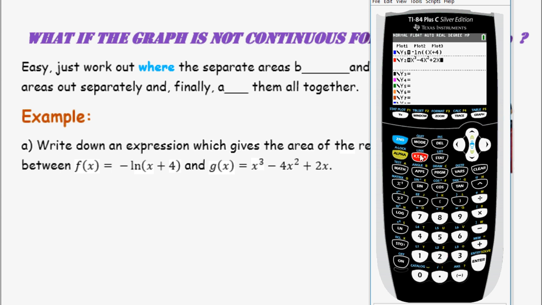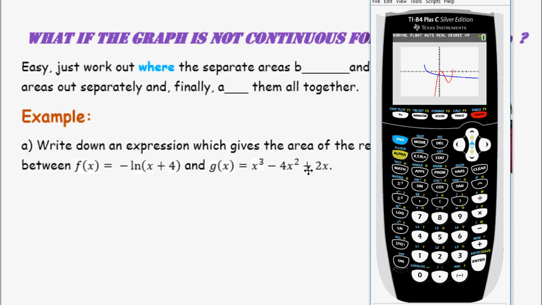So we'll graph those two, negative ln x plus 4. So use the negative button here, not the minus button. And then x cubed minus 4x squared plus 2x. Why did I get a thing with it? Did you use minus instead of negative? Weird. On the ln, you've got to use negative. The negative button. I definitely used mine. You just said that, didn't you? Yeah.